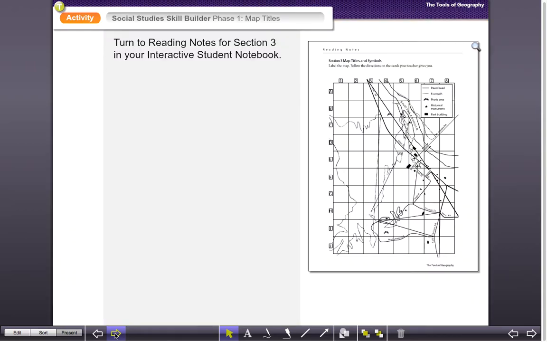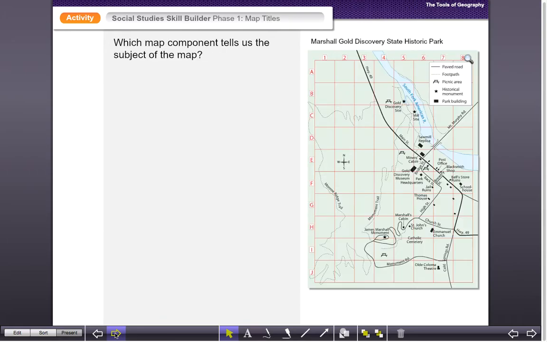So you want to take a look at your reading notes for Section 3 in the packet that I handed out of the Interactive Student Notebook. Really, it's just the first page. You'll see Section 3, Map Titles and Symbols. It should look like the picture here to the right. We're going to ask some questions about some terms, and I want you to locate these things on your map. If it helps, write them down, because these are non-negotiables, things that you need to know as we go.